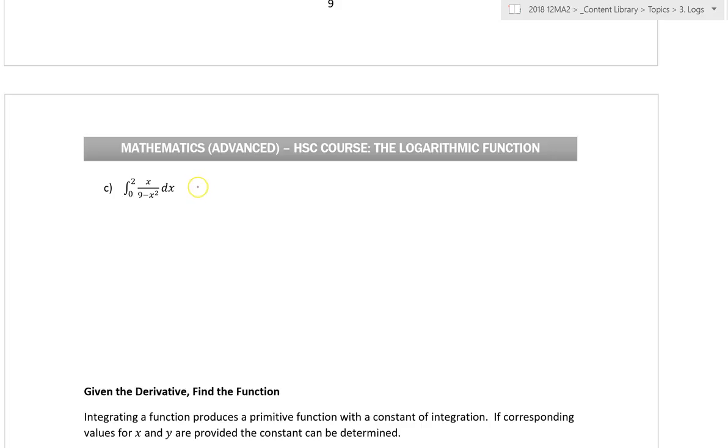Now, if I differentiate 9 minus x squared, I get minus 2x. I get negative 2x. I've just got x at the top. So I'm going to say that this is negative 1/2 times the integral from 0 to 2 of negative 2x over 9 minus x squared dx, right?